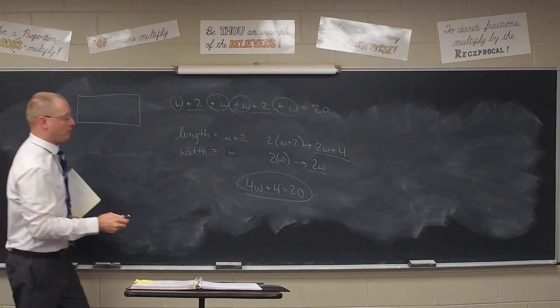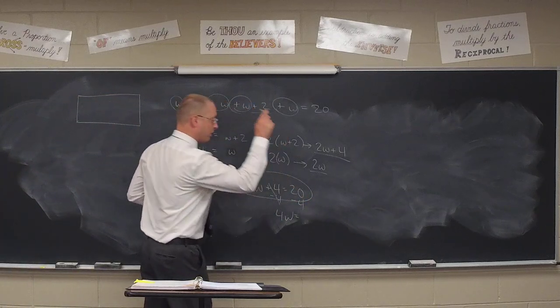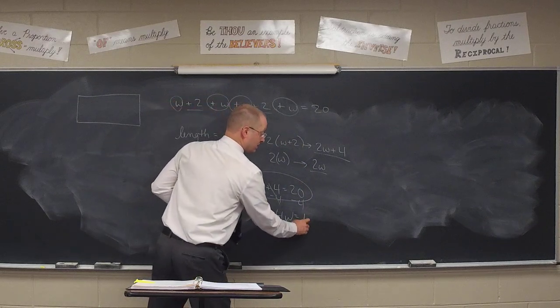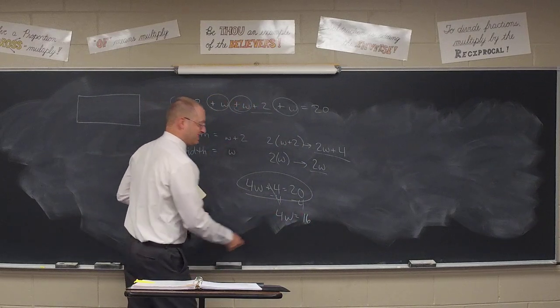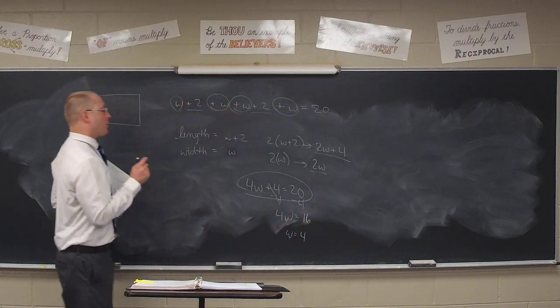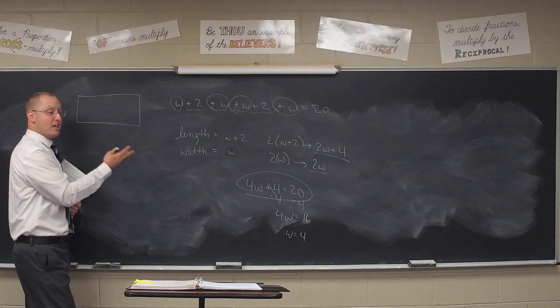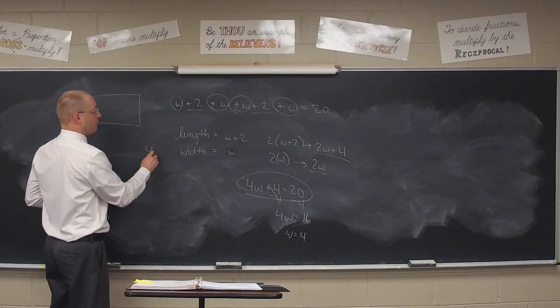All right, let's go ahead and solve then. We subtract the 4 from both sides to get 4W equals, anyone? 16. Careful, 20 minus 4 is 16. Divide both sides by 4 to get W equals? 4. Which means that the W, or in other words, Jalen, the width is 4 inches.